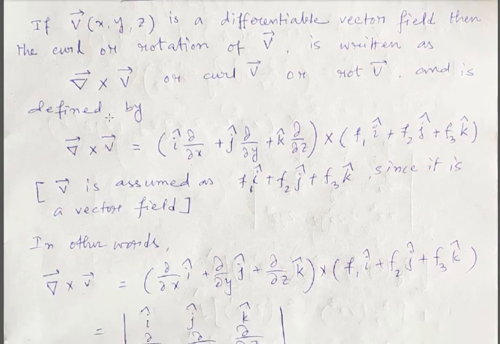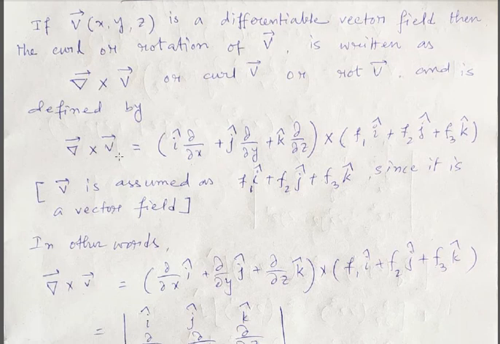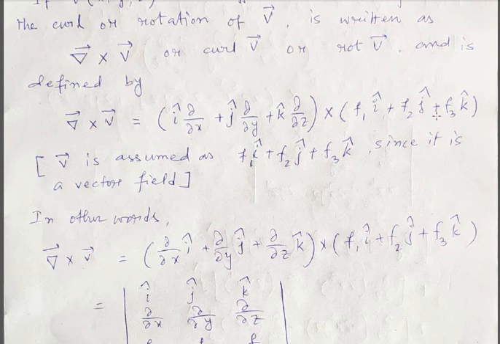We know this is the gradient sign. Grad means i del/del x plus j del/del y plus k del/del z, and then the cross product. Let us suppose this vector V is a vector field, so we can consider V as f1 i plus f2 j plus f3 k. Now simply multiply this as a cross product.